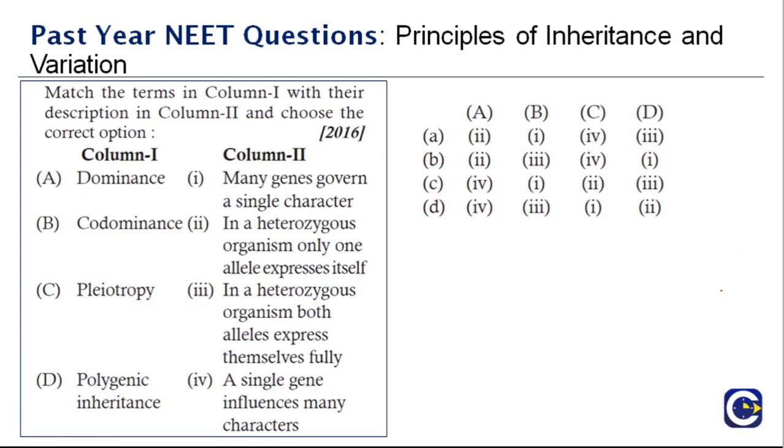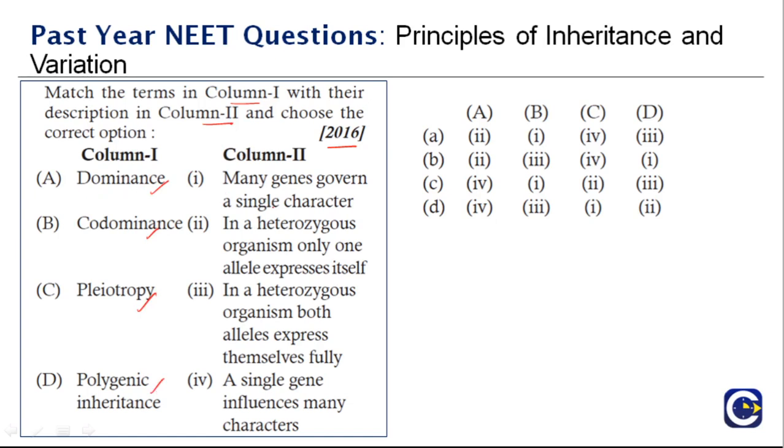The next question is a match the following question. They'll always ask you these kinds of questions. This was again asked in the year 2016. Match the terms in column 1 with column 2. What is dominance? These are all the terms that you must know: dominance, codominance, pleiotropic and polygenic inheritance. So let's do it one by one.